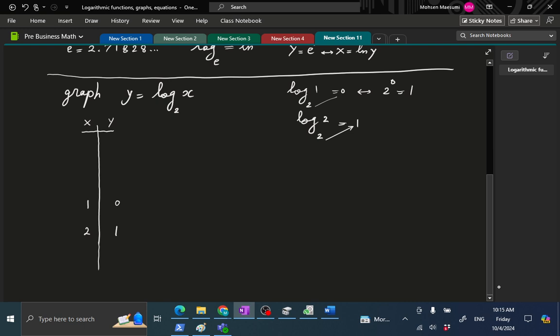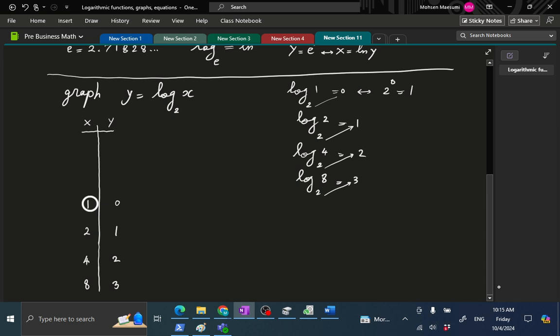What's the next number? 4. What's the logarithm of 4 in base 2? We are asking 2 raised to what exponent will be 4? So the answer is, of course, 2. And next number is, of course, 8. What's the logarithm of 8 in base 2? Well, 2 raised to what exponent will be 8? The answer is, of course, 3.